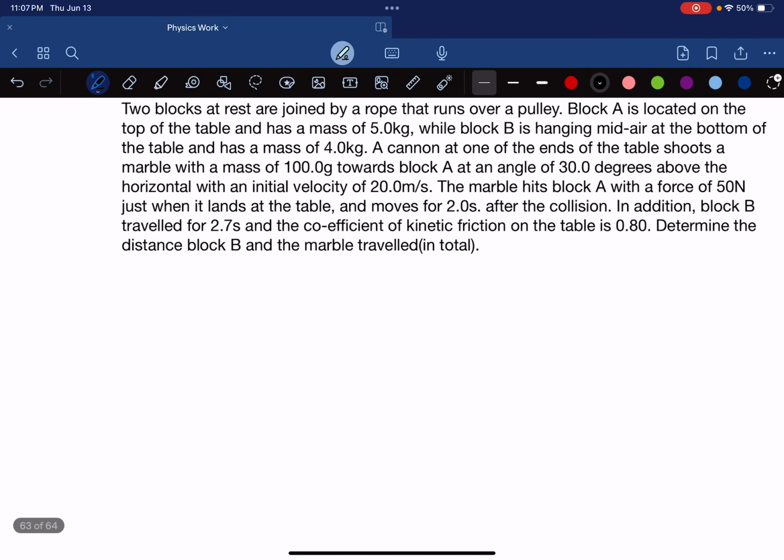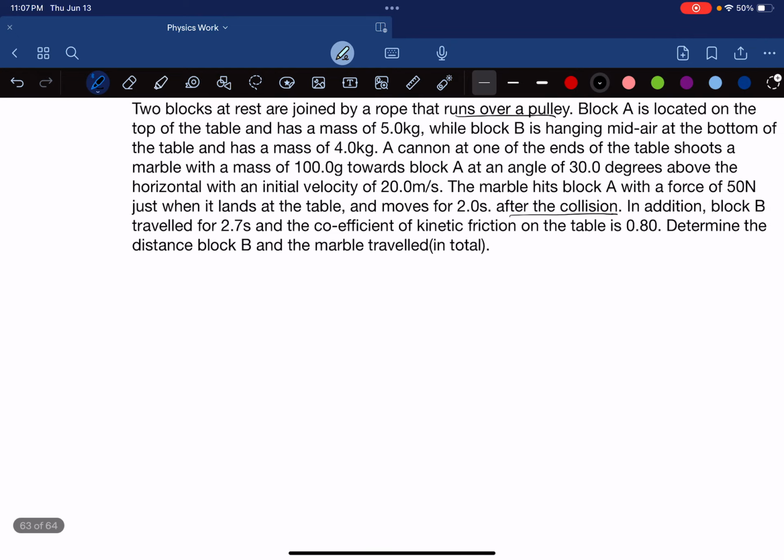You can read it over here. So it's 2 blocks at rest joined by a rope. So we have a pulley, hanging, and then we have a cannon, and then it hits, and then it makes a collision. And then we have to determine the distance the block travels in total.